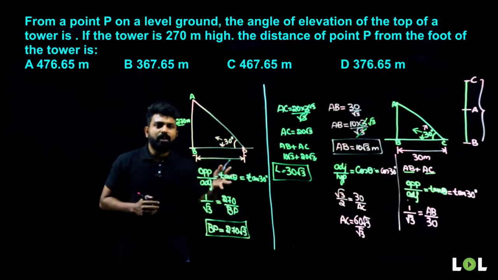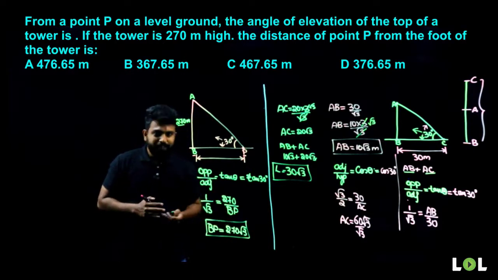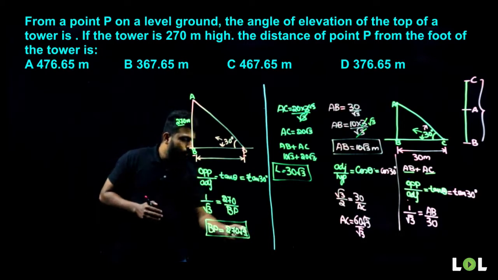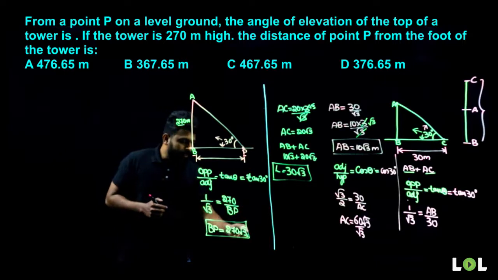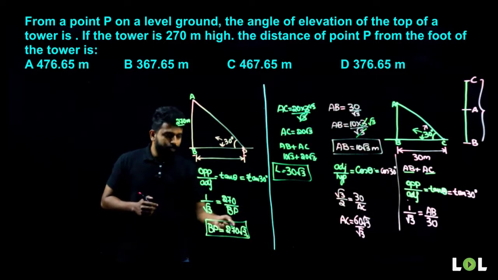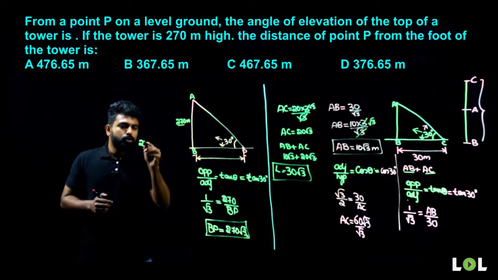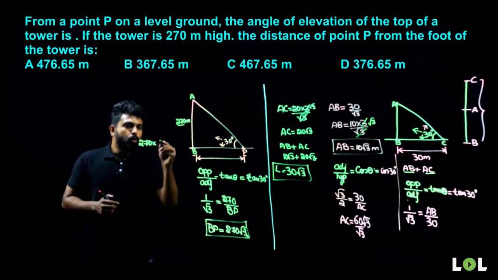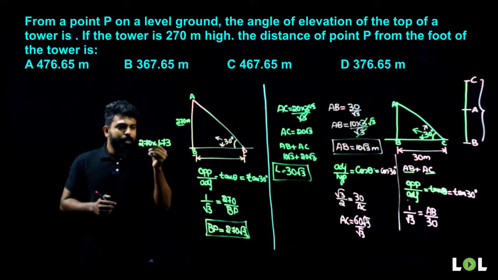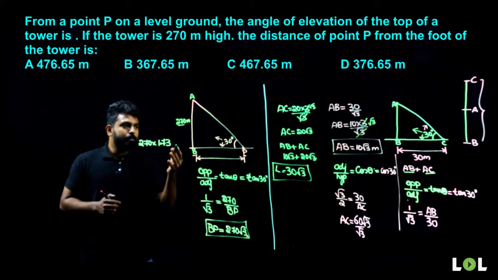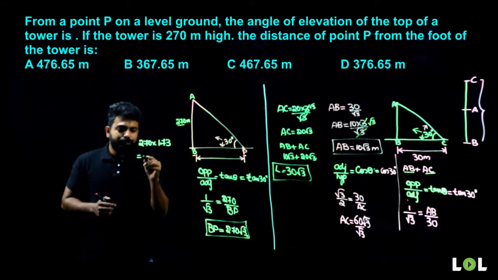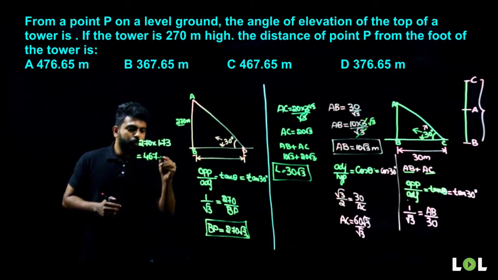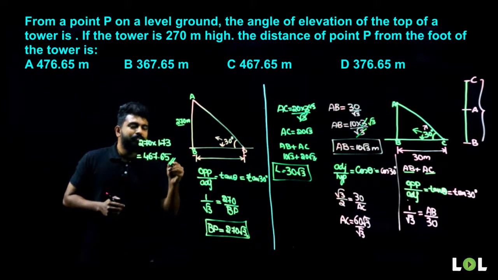Now you people might have got confused, because there is no option of 270 root 3. But we all know that the value of root 3 is 1.73. So whenever you don't have this option, you need to substitute the value of root 3. What is 270 into 1.73? What will be the value that we get if we multiply 270 and 1.73? It is nothing but my option C, that is 467.65, and this will be my final answer.